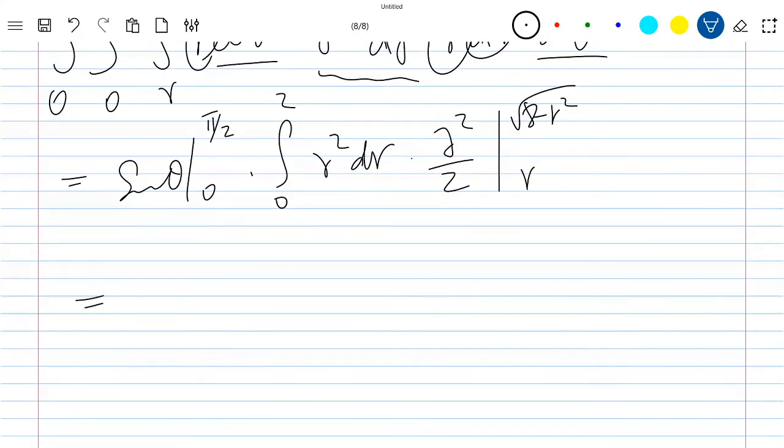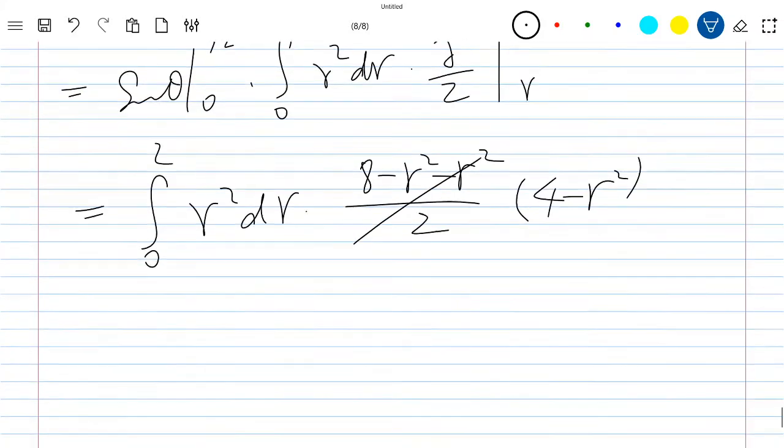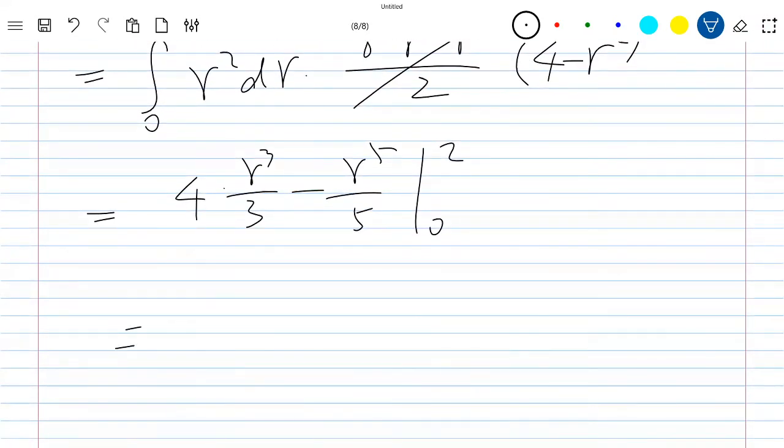Let's simplify that. This is just 1. Then you have 0, 2. And then you have 8 minus r squared, then minus another r squared, and over 2. So that gives you 4 minus r squared. Alright, almost done. So you get 4 times r cubed over 3, and then r to the 4th gives you r to the 5th over 5. And plugging the limits, you get 64 over 3 minus 32 over 5.